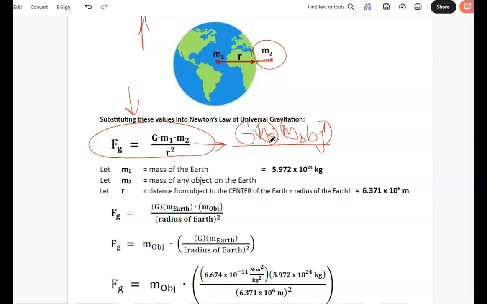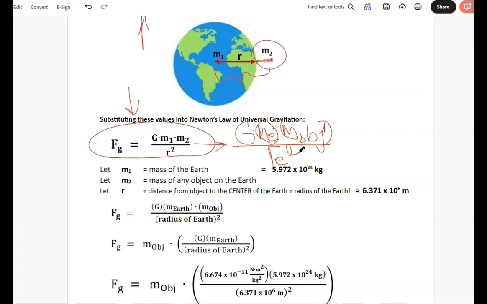Well, you have to go to the center of the Earth. So the center of the Earth to the object, and we're going to assume the object is very, very small relative to the Earth. This is obviously not drawn to scale. The distance between those essentially is the radius of the Earth. That's the distance between you and the center of the Earth. That's the radius. And don't forget to square this number.